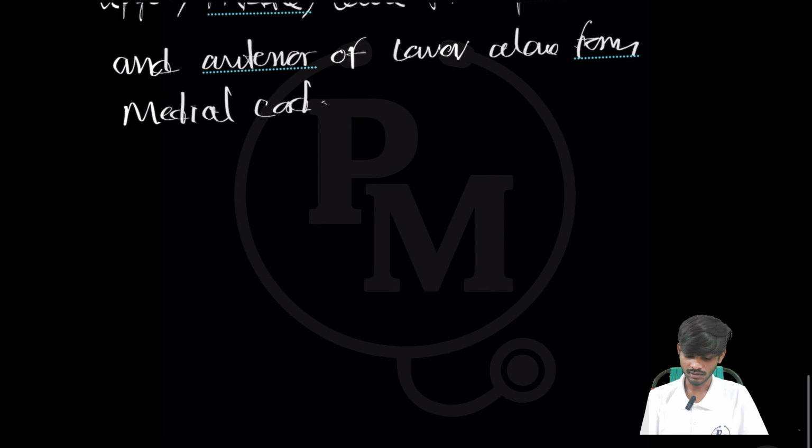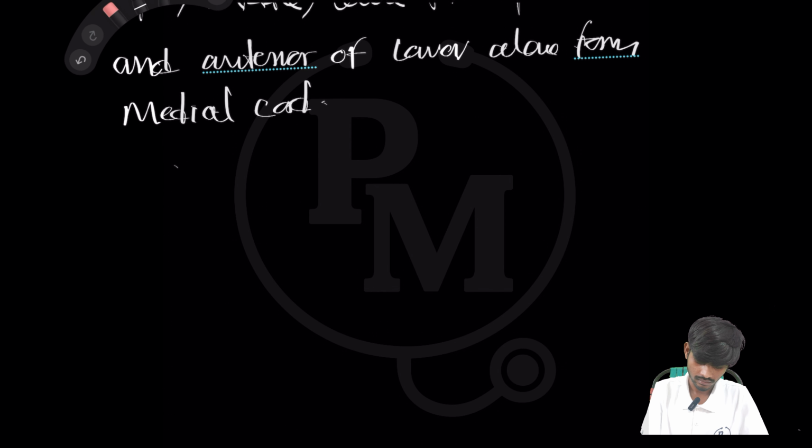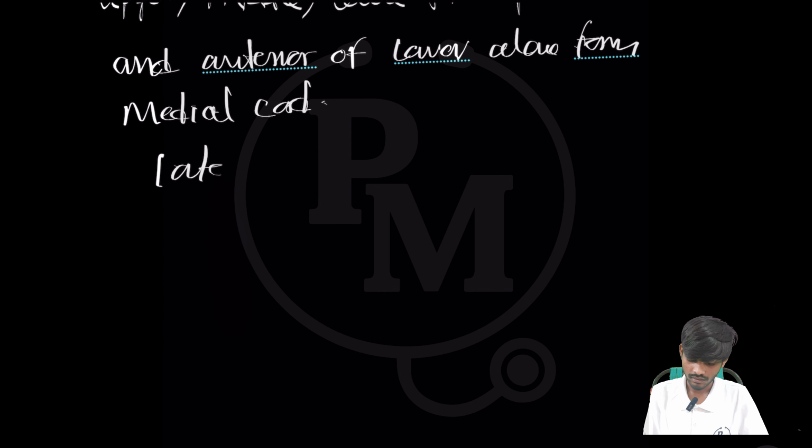We came to know how the cords are formed. Let's summarize about cords. Lateral cord is formed by anterior division of upper and middle trunk, and medial cord is formed by anterior division of lower trunk, and posterior cord is formed by all the posterior divisions of all 3 trunks.